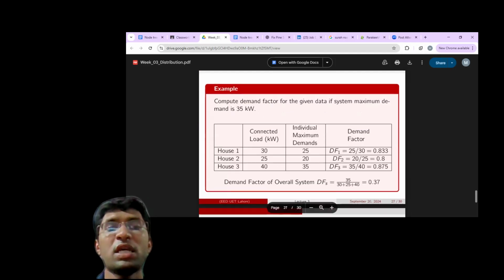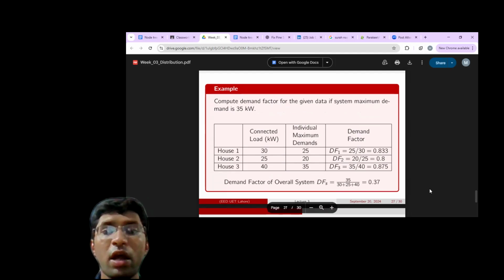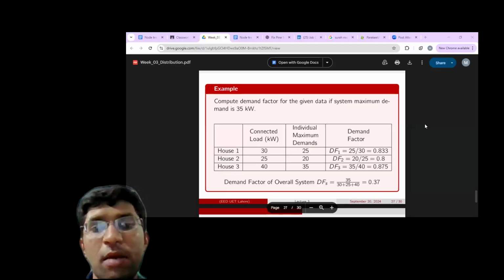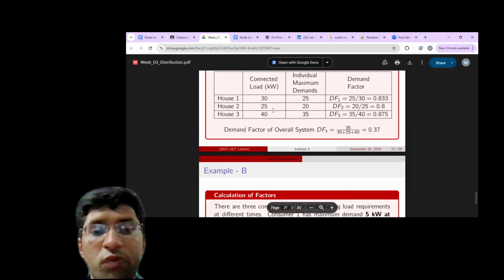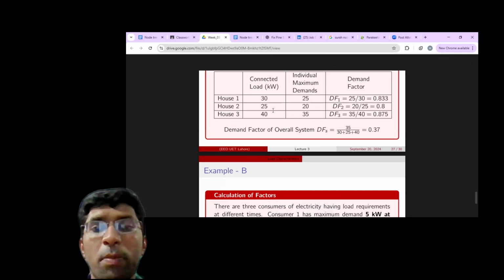So you can see here there is a compute demand factor example. This example tells us how to compute the demand factor for the given data if the system maximum demand is 35 kilowatt. To calculate this, consider the parameters. House 1 contains a connected load of 30 kilowatt. The individual maximum demand is 25 kilowatt, and the demand factor is obtained by dividing the connected load by the individual maximum demand, and you get 0.833.